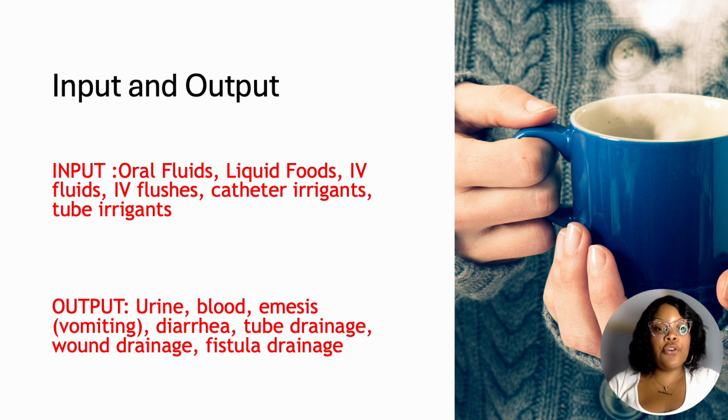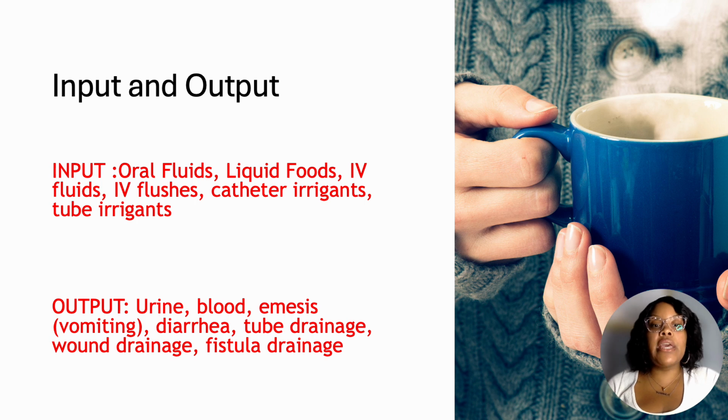We've got IV fluids, IV flushes, and catheter irrigants. Meaning if a patient was getting continuous bladder irrigations, if we're flushing that patient's suprapubic catheter, NG tube, or PEG tube, all those things are going to be considered intake. So what is actually our output?